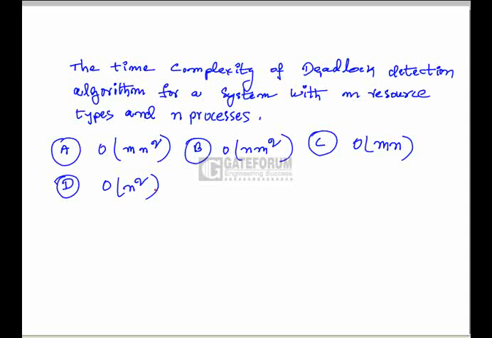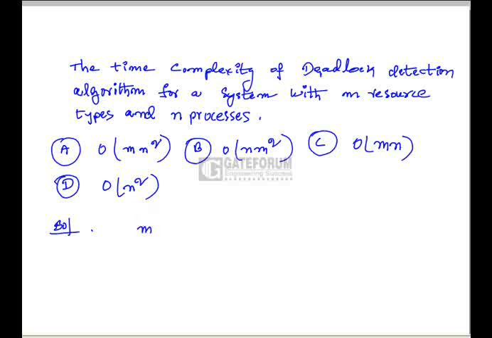Time complexity of deadlock detection algorithm for a system with m resource types and n processes is. So we need to find out the time complexity of a deadlock detection algorithm where it contains m resource types and n processes. Any system can identify deadlocks using the deadlock detection algorithm when there is a cycle in the resource allocation graph.